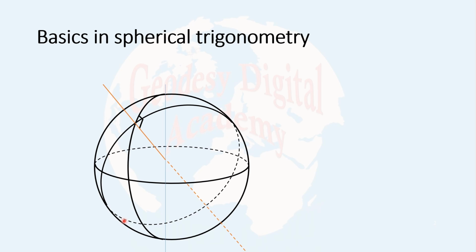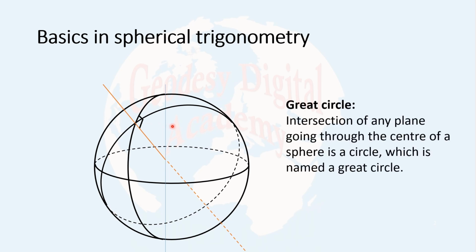And in this case, this intersection, or this circle, is larger than any other intersection that we can make at the surface of the sphere. So the intersection of any plane going through the center of a sphere is a circle, which is named a great circle.